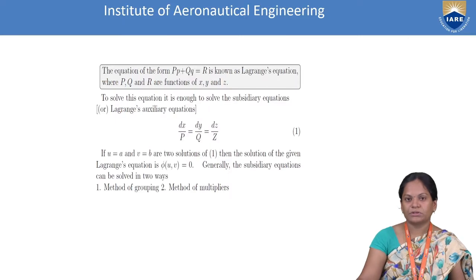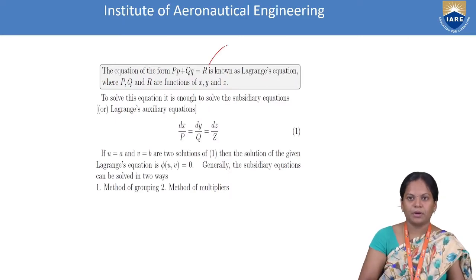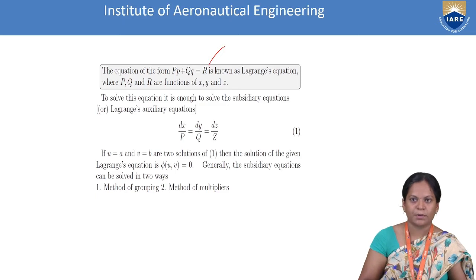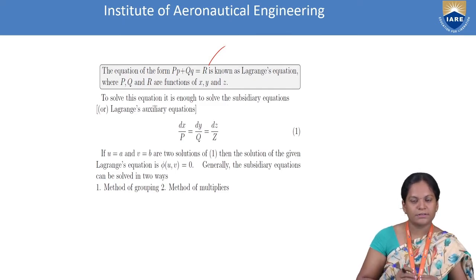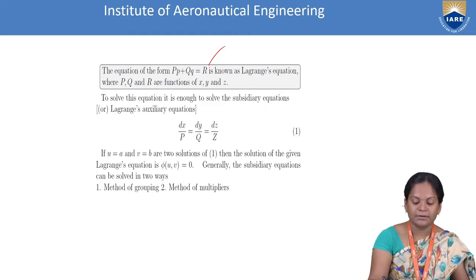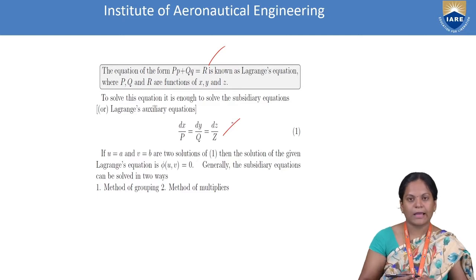So here the equation of the form Pp plus Qq equal to R is known as Lagrange's equation, where capital P, Q, R are functions of x, y, z. To solve this equation, it is enough to solve the subsidiary equations, or Lagrange's auxiliary equations. What are the Lagrange's auxiliary equations or subsidiary equations? Here we have two notations, capital P and small p, capital Q and small q. Small p and small q, we already know, are partial derivatives with respect to x and y.